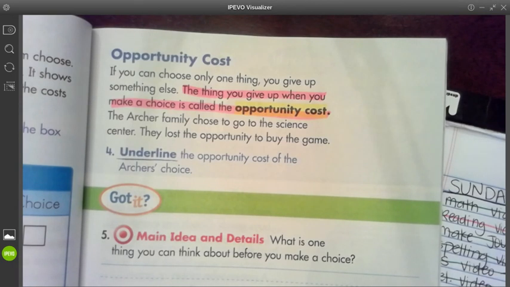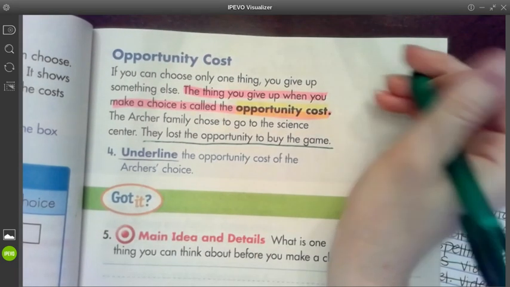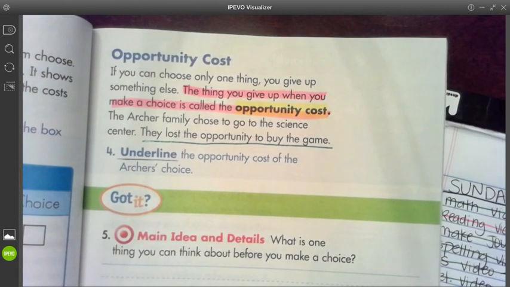So they ended up picking the science center. So the opportunity cost for them was buying the game. So it says underlining the opportunity cost. That's the last sentence. They lost the opportunity to buy the game. So that was their opportunity cost.